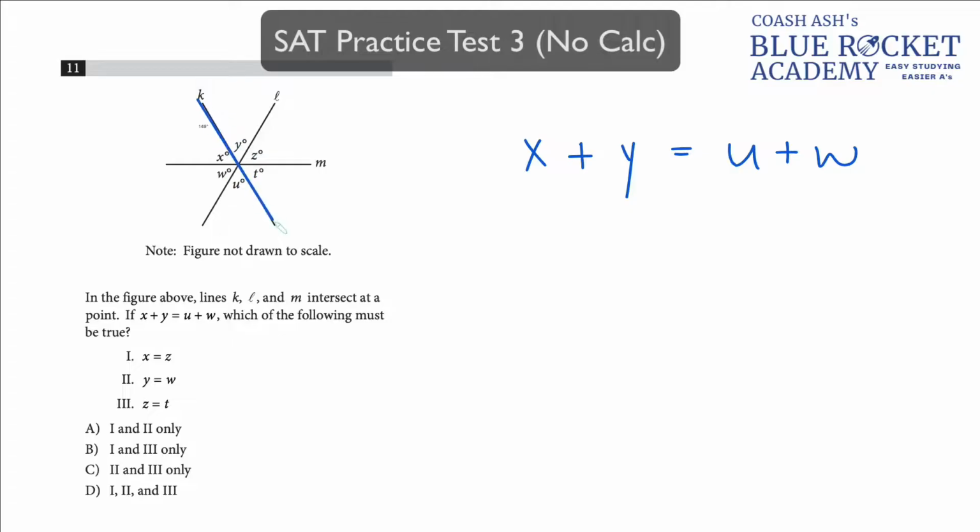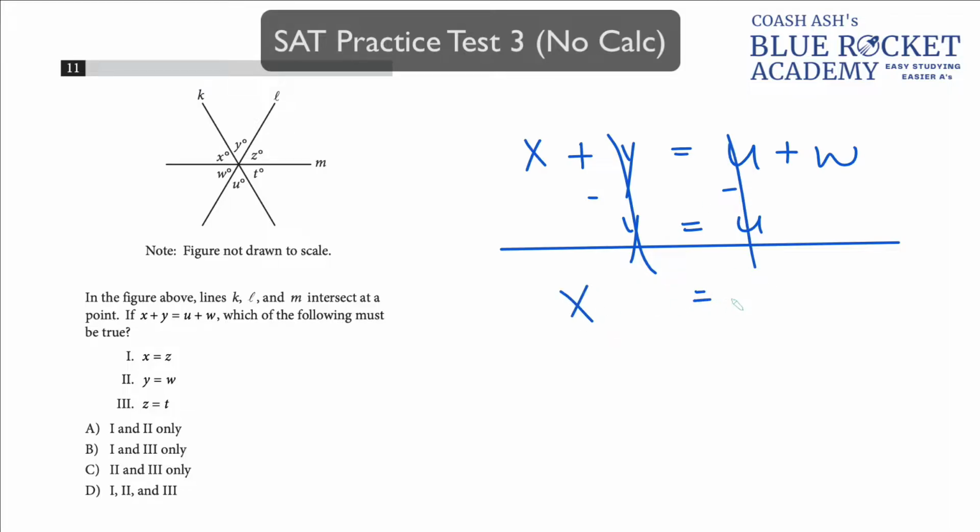Why is that? The reason is you have these two lines, and so this angle should be equal to this angle. That's a very important property, and so I'm just going to write down y is equal to u. Now what do I do? I just subtract them. So when I subtract them, these cancel out. So what's left is x is equal to w. Right? Very easy.